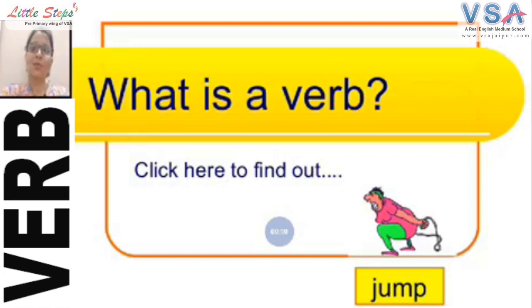Today's topic is the verb. Guys, as we all know, whenever we want to express our feelings or write anything to communicate with others, we need to write sentences. And in the absence of a verb, it is not possible to frame or write any single sentence. So it is very clear to you all that in the absence of a verb, we can't speak or write a single sentence.